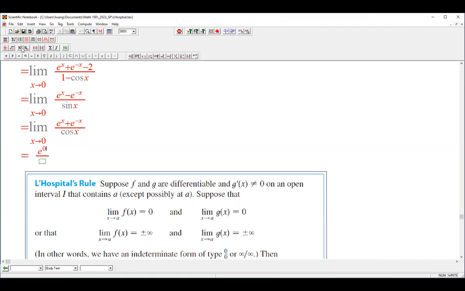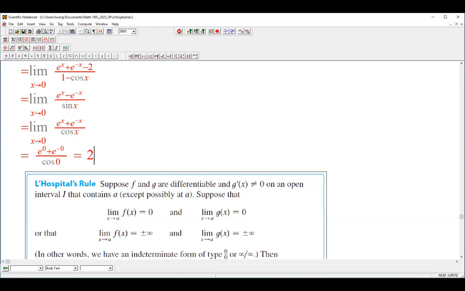e to the power 0 plus e to the power of minus 0, and that's cosine 0. And so finally, it's going to be 2 over 1. So the answer is 2. So you can see multiple examples of this sort, right?